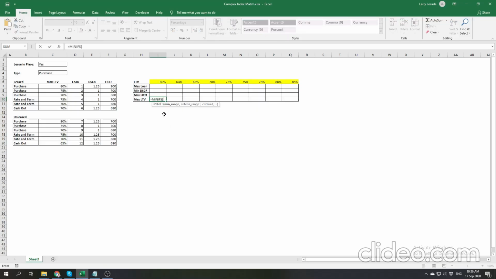MINIFS. Right. So what would be our min range? Our min range is the range where we want to take our answer. And that range, right? And on this table, what could be our criteria from this table? Well, we have the type. We'll be looking at type on this range, right?